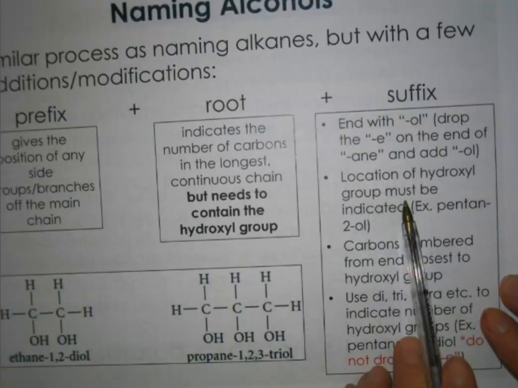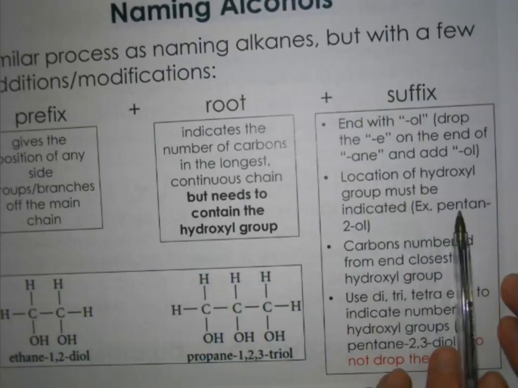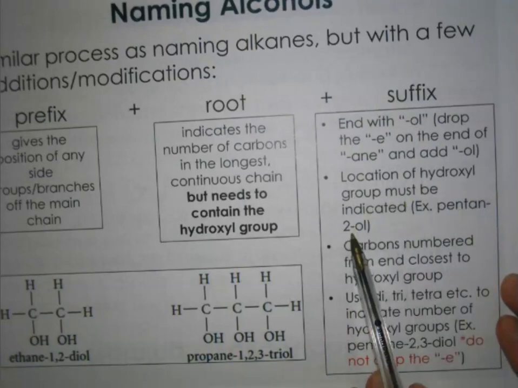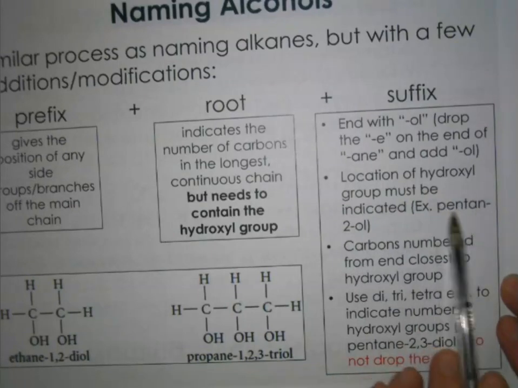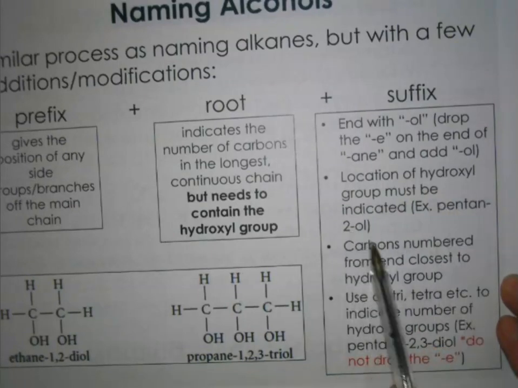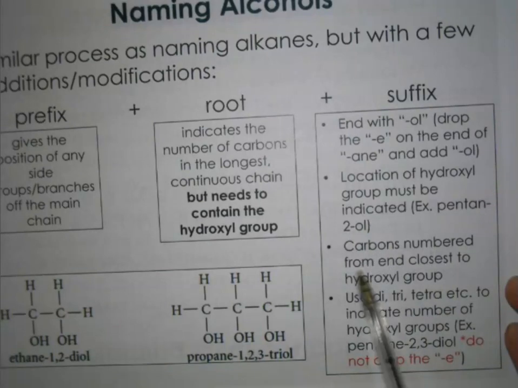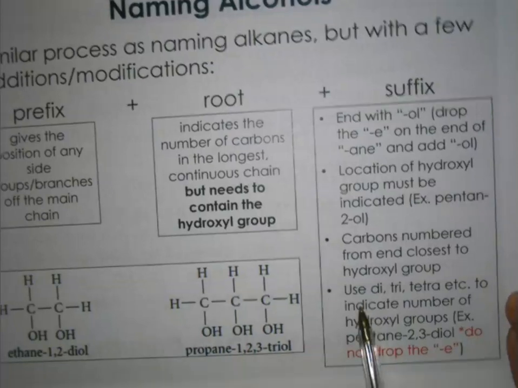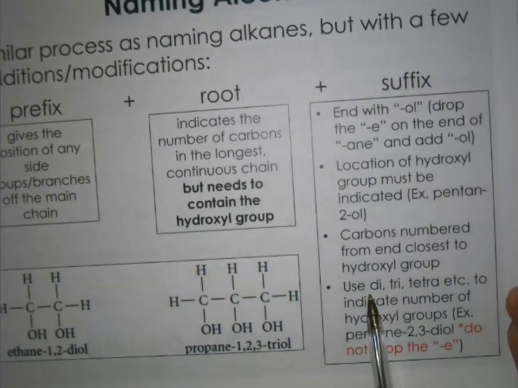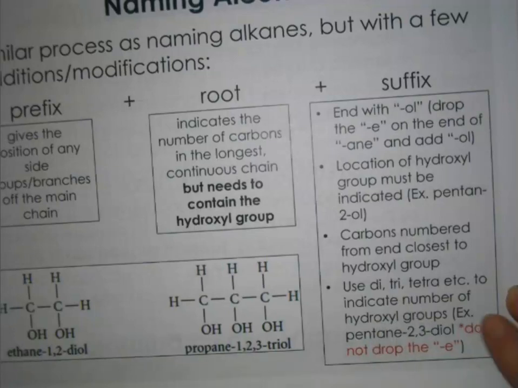The location of your hydroxyl group must be indicated. So just like with the alkenes, we would put in something like pentan-2-ol, and the carbons are numbered from the end closest to the hydroxyl group. If you have more than one alcohol group, because that is a possibility for your alcohols, use di, tri, tetra, etc. to indicate the number of hydroxyl groups.